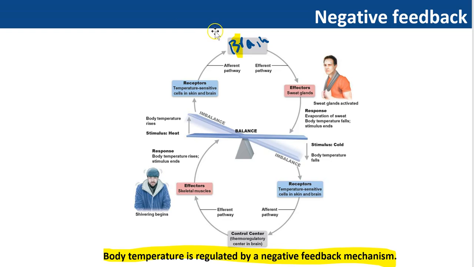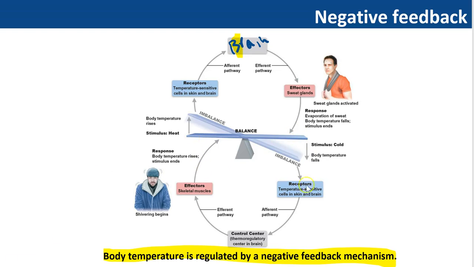Then the brain provides a response, and through the efferent pathway sends the information to the effectors, which in this scenario can be sweat glands. Sweat glands can be activated, and through sweating we can lose some heat. So in this way we can cool our body and go back to the balance, to the set point temperature.